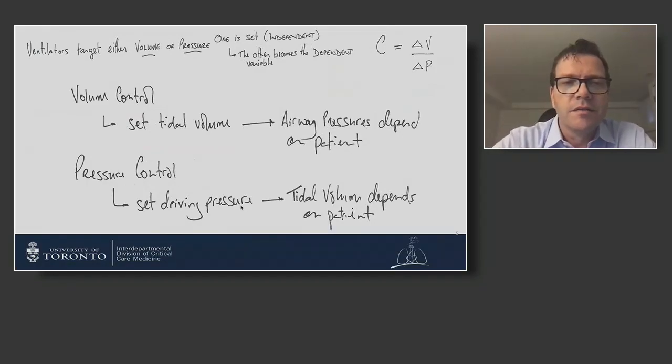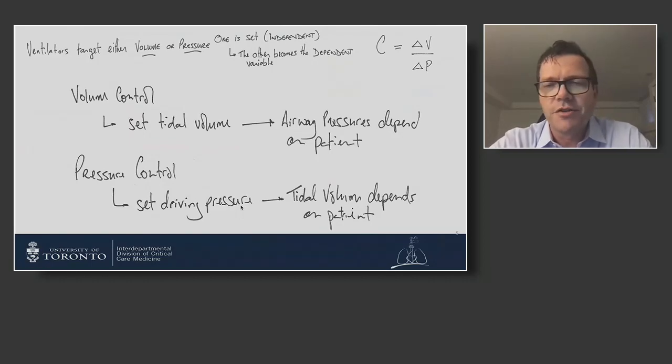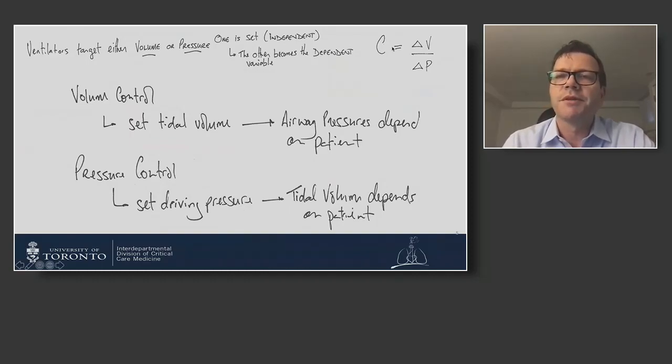On the other hand, we could also put that same patient on pressure control ventilation. Here, we set the driving pressure and the time to maintain it, and then the generated tidal volume depends on the patient. All going back to our relationship between compliance: change in volume over change in pressure.